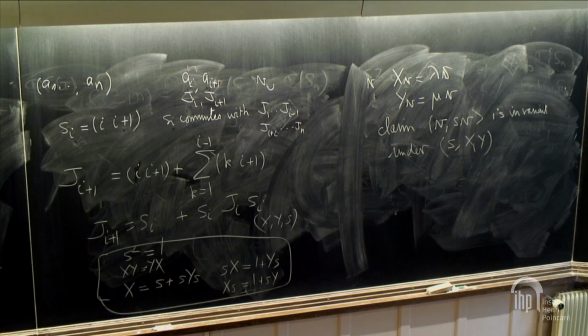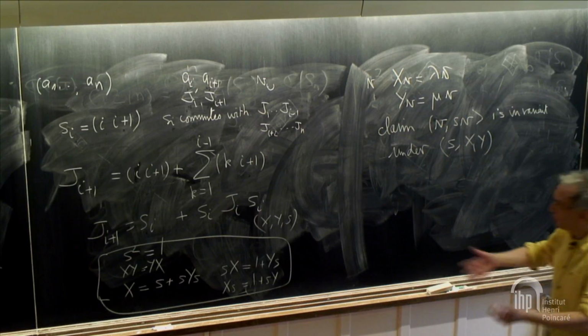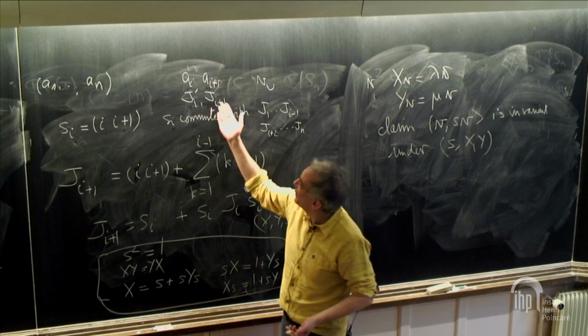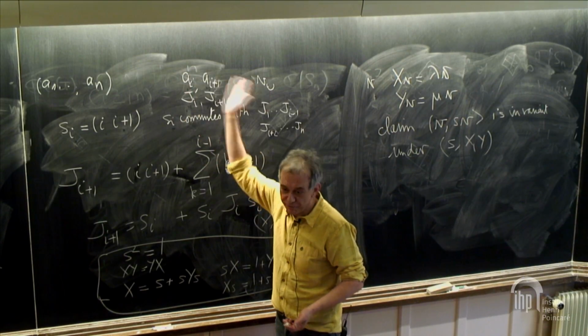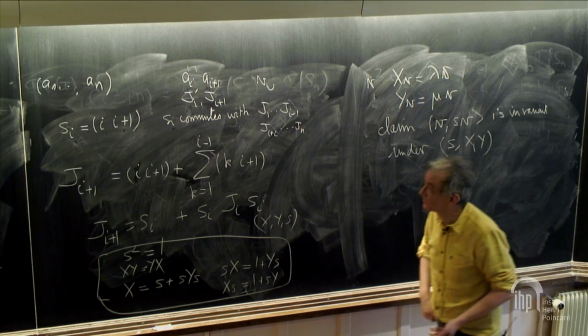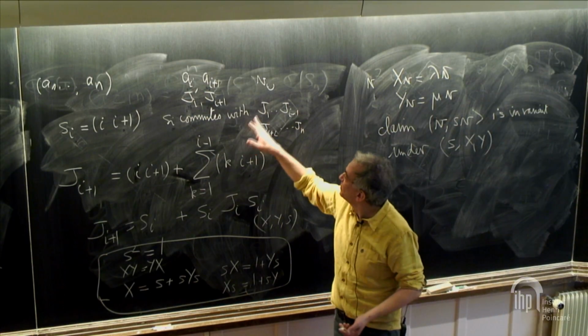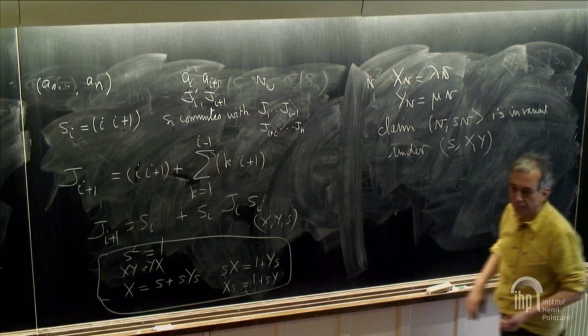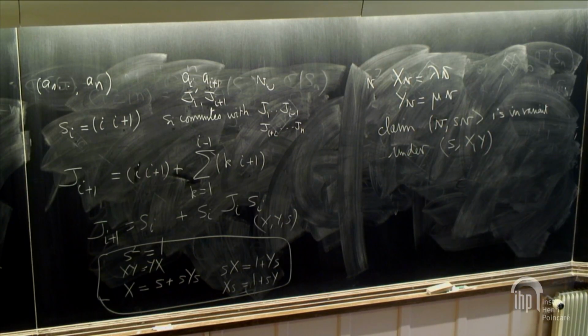They will remain. The action of j, ji plus 1, and si will not change the fact that I'm still in the eigenspace corresponding to the other eigenvalues of these other operators, because they commute.